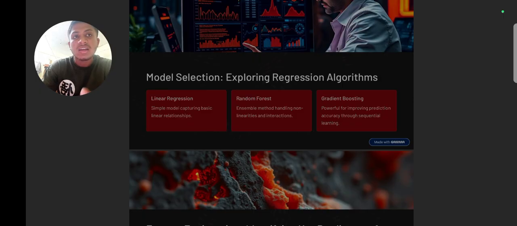Fifth one, elastic net regression. Elastic net is a combination of both ridge and lasso regression, incorporating both L1 and L2 regularization terms. It is particularly useful where there are many correlated features, as it can handle both feature selection and coefficient shrinkage.